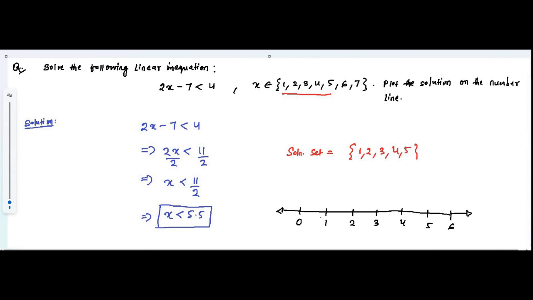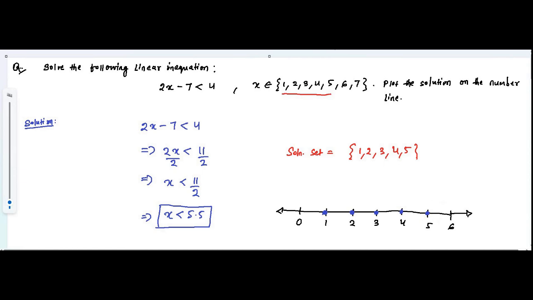So now all those distinct natural numbers which are there in the replacement set which fit into the criteria of the solution, which is lesser than 5.5, from the solution set, we will highlight them with darkened circles. So 1, 2, 3, 4, 5. Okay, so this is the solution on the number line.